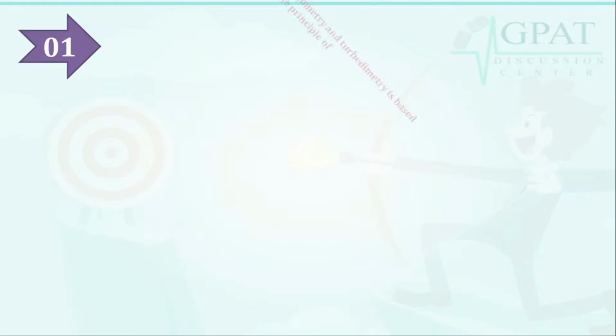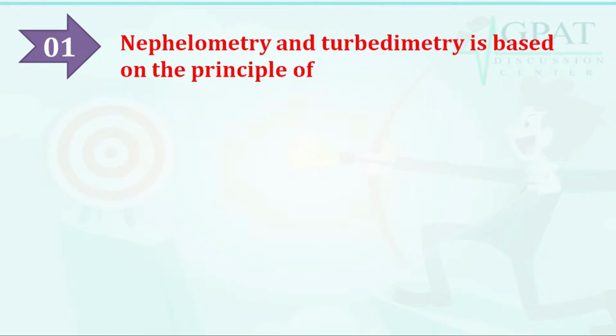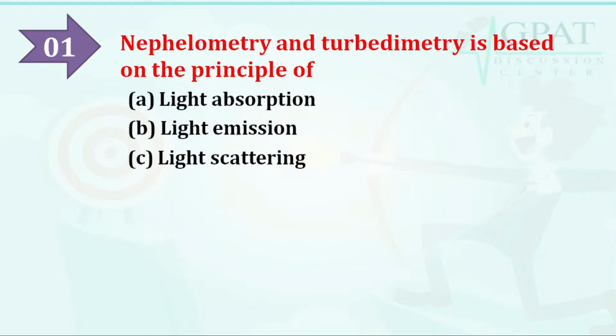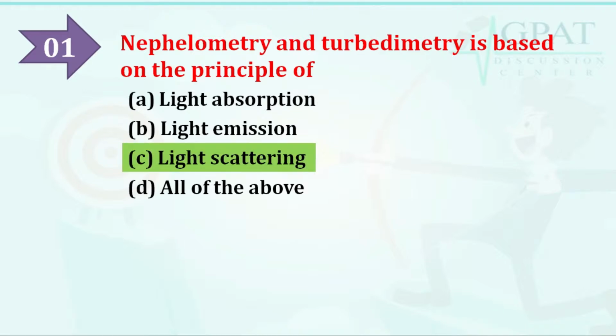So today in this video we are going to discuss some questions with their brief explanations. So the first question is: nephelometry and turbidimetry are based on the principle of, and here we have options A, light absorption, B, light emission, C, light scattering, D, all of the above. So the correct answer is light scattering.